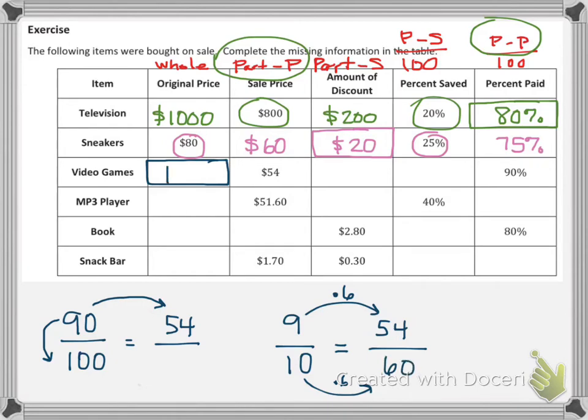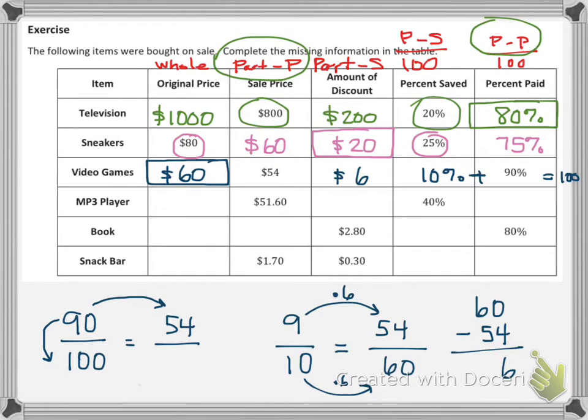That means the original price of the video games is $60. How do I find the amount of discount? Well, I take the original price, $60, and I subtract the sales price, and that gives me how much I'm not paying, which is $6. The amount of discount is $6. And then if I'm paying 90%, that means I'm not paying 10%. Those two have to add up to be 100. All right. When I add those two together, I get 100. Every time on there, that's all you have to do on the last two.